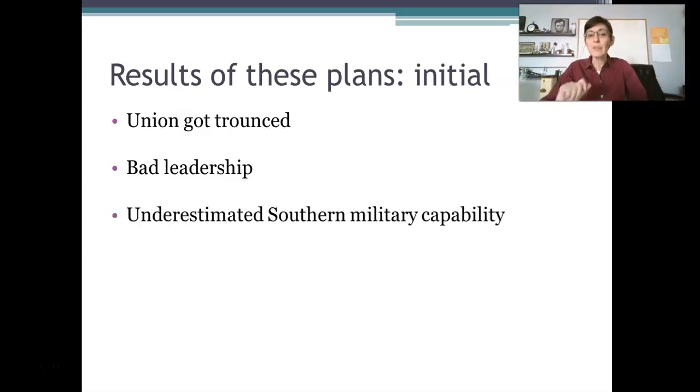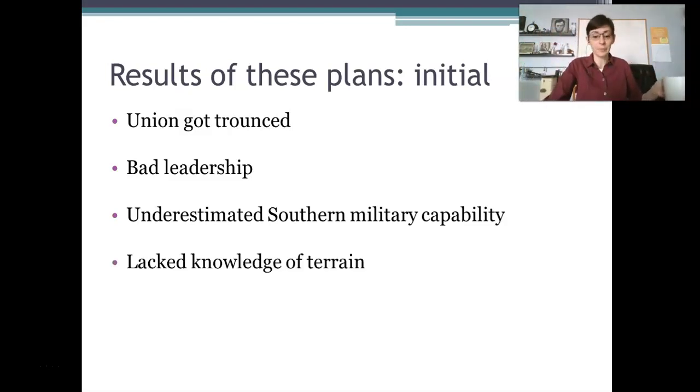They massively underestimated Southern military capability, which is a shock to me considering how all of your military leaders were predominantly Southern and they went back to the Confederacy. These are all your professors at West Point that just said, peace out, right? So I'm wondering how on earth people were dumb enough to make that mistake, but hey, what are you going to do? They lacked knowledge of the terrain, which they also underestimated.